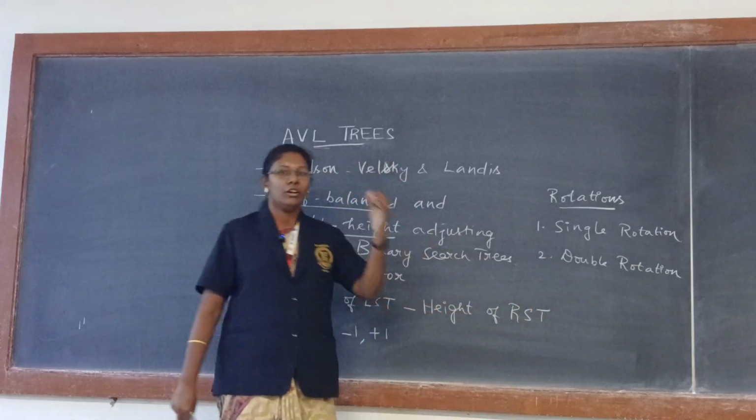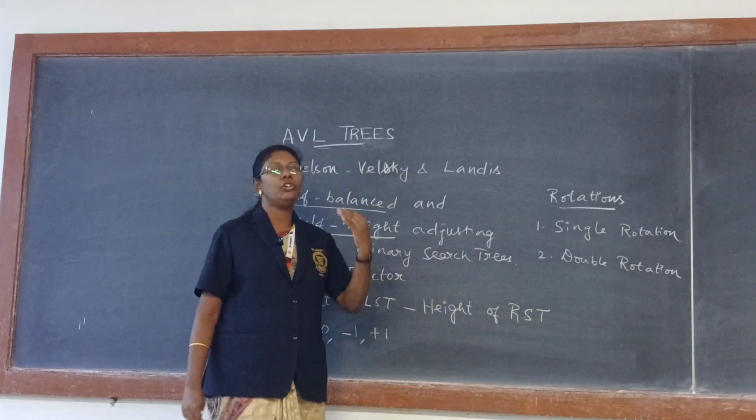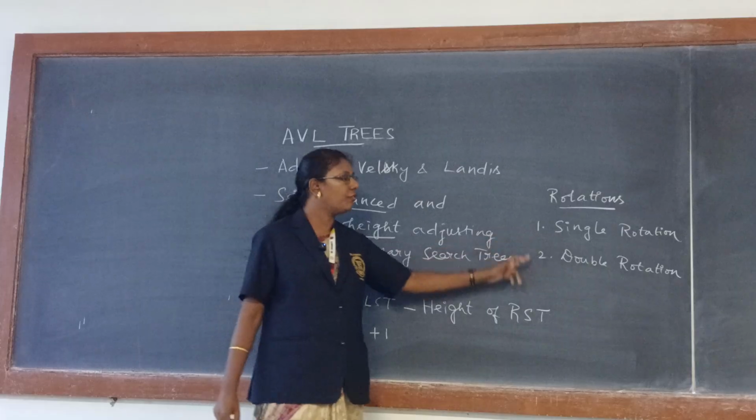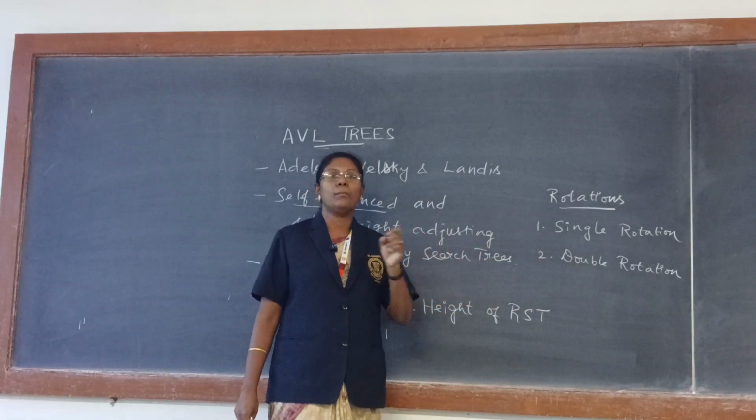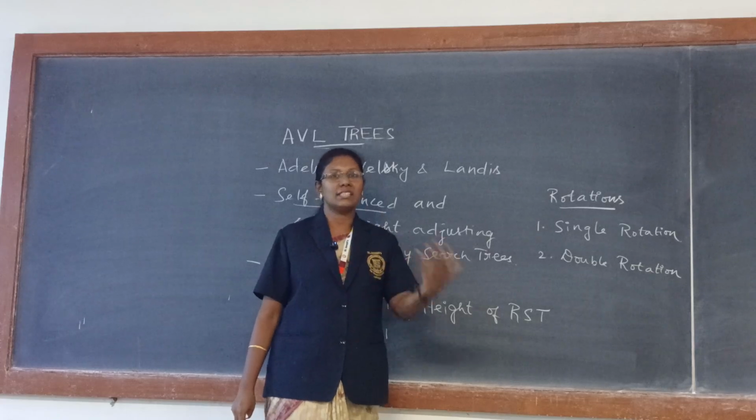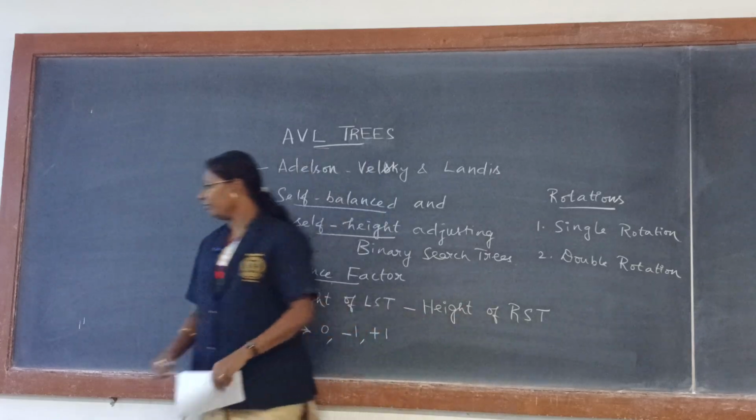So we are going to see how these two types of rotations happen in the AVL trees to make that tree into a balanced binary search tree.